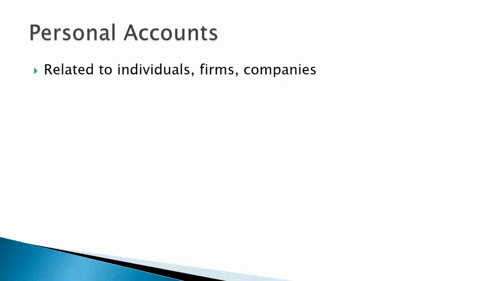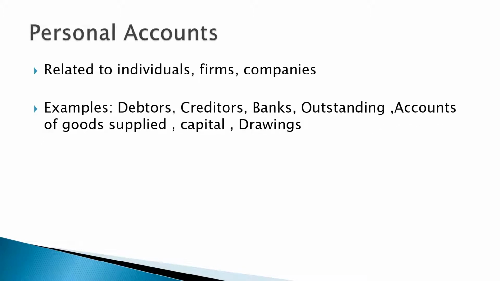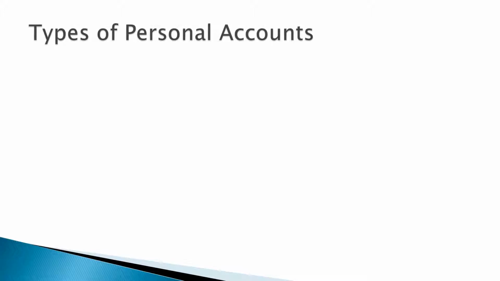The second type of account is personal account. These accounts are related to individuals, firms, companies, etc. A few examples of personal accounts include debtors, creditors, banks, outstanding, prepaid accounts, accounts of credit customers, accounts of goods suppliers, capital, drawings, etc. Personal accounts are further classified into three subcategories.